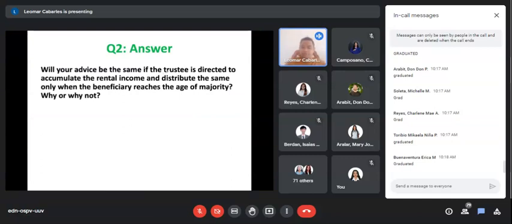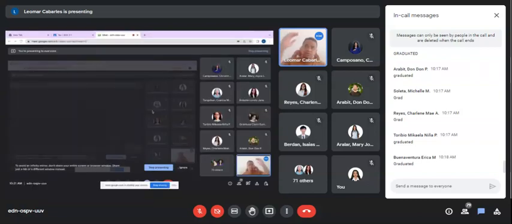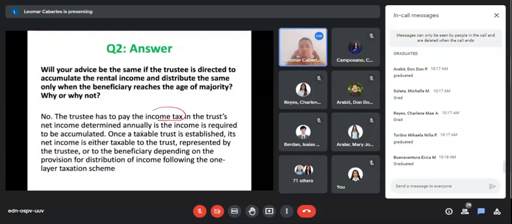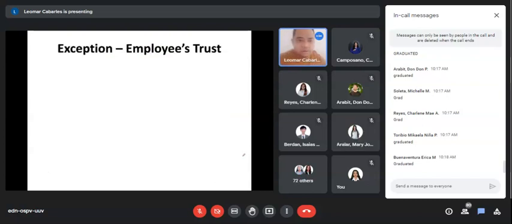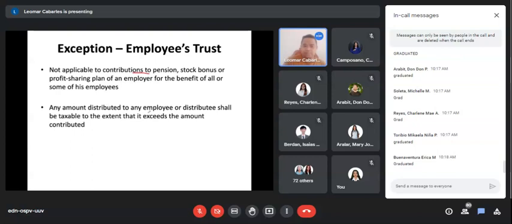Okay, so will your advice be the same kung yung trustee is directed to accumulate? So the answer is no. This time you have to pay income tax. Why? Dahil meron kang gross income na 720 pero wala ka ng deduction kasi wala kang income distribution. Therefore, meron ka ng taxable income, yung trust. So therefore, magbabayad na siya ng income tax. Okay? So yan. Exemption to this one is employees' trust. Hindi applicable yung mga sa pension, bonus, profit sharing sa employer. So the amount distributed sa employee shall be taxable dun sa employee. Okay?